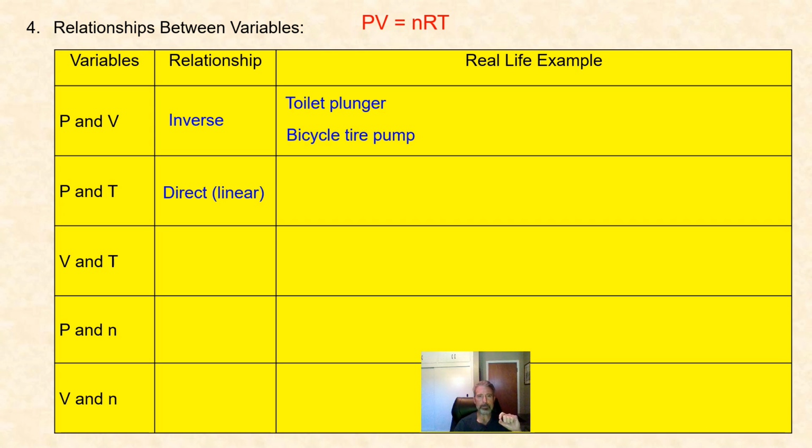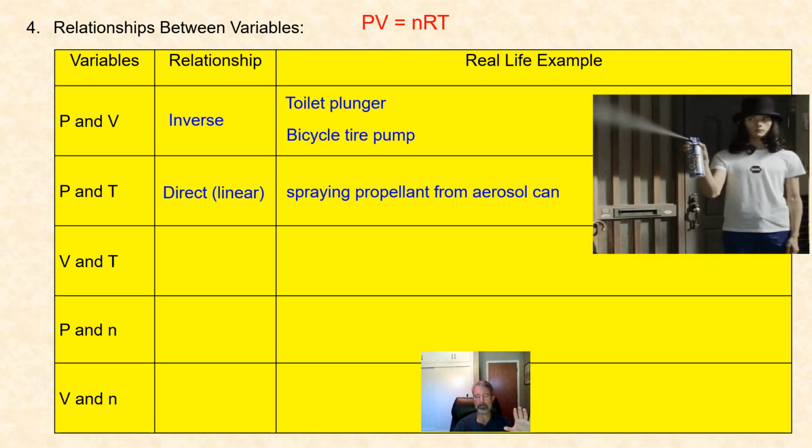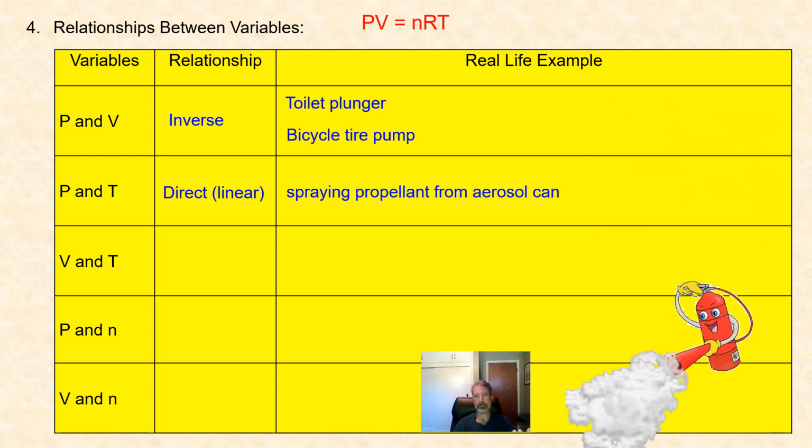What about the relationship between pressure and temperature? Well, you can see from the form of the equation, there's a direct relationship there. As the temperature increases, the pressure increases. And vice versa. Think about this. If you've ever sprayed propellant from some sort of aerosol can, you'll notice that when the pressure inside of that can goes down through the act of spraying, you may notice that the outside of the can gets very cold. As you decrease the pressure, you get a corresponding decrease in temperature.